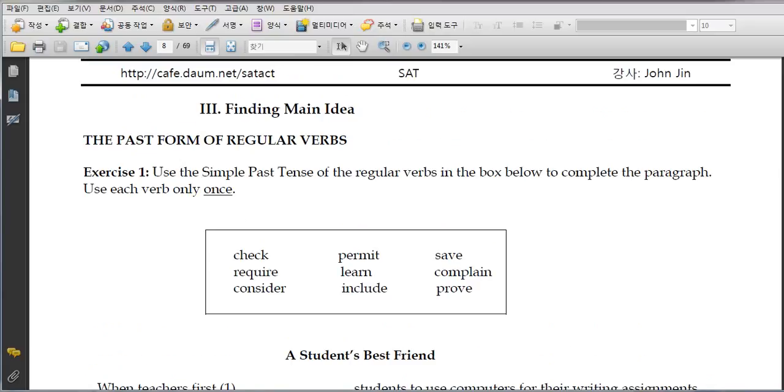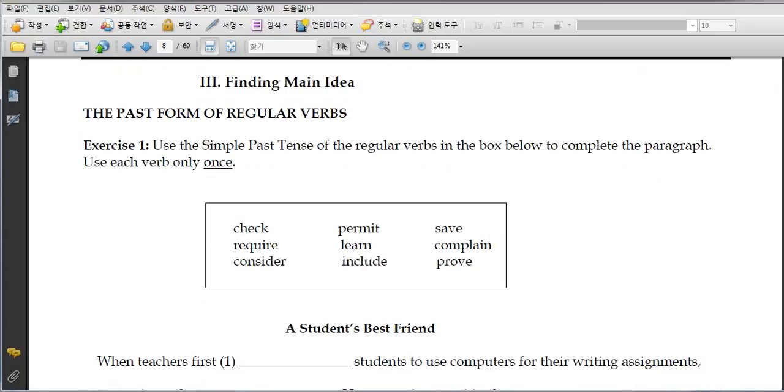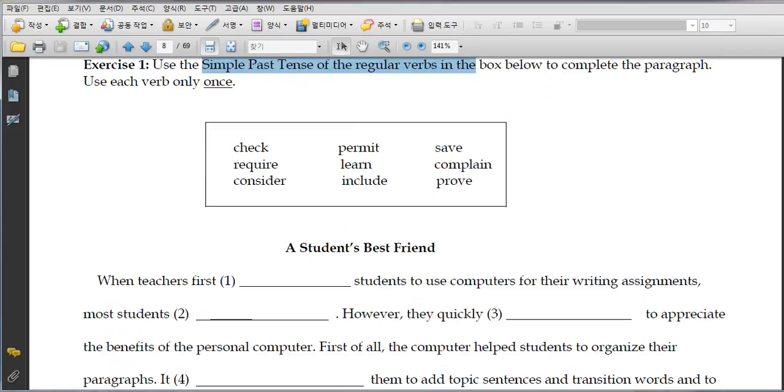It says finding the main idea, but basically what you do is there are 9 words here, and you use the simple past tense of the regular verbs to complete the paragraph. You use each verb only once. So why don't you start the exercise? Maybe I'm going to stop the video here and get on to the next lesson. So go ahead and do the exercise.